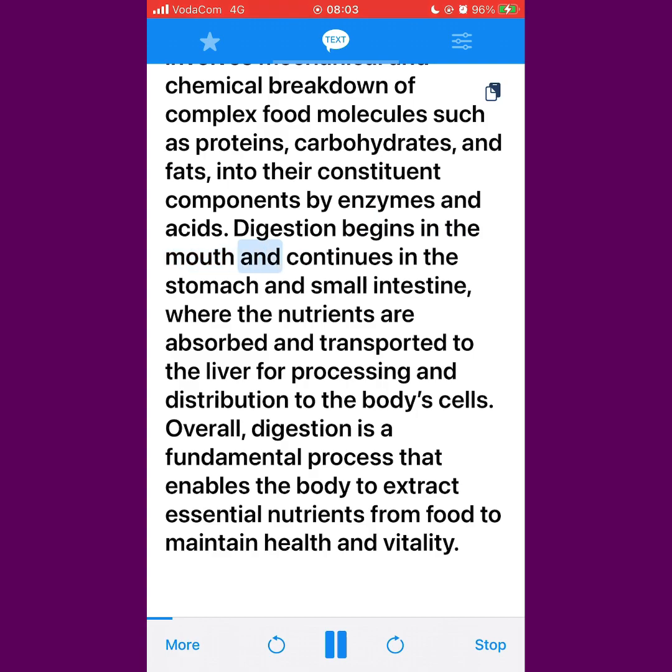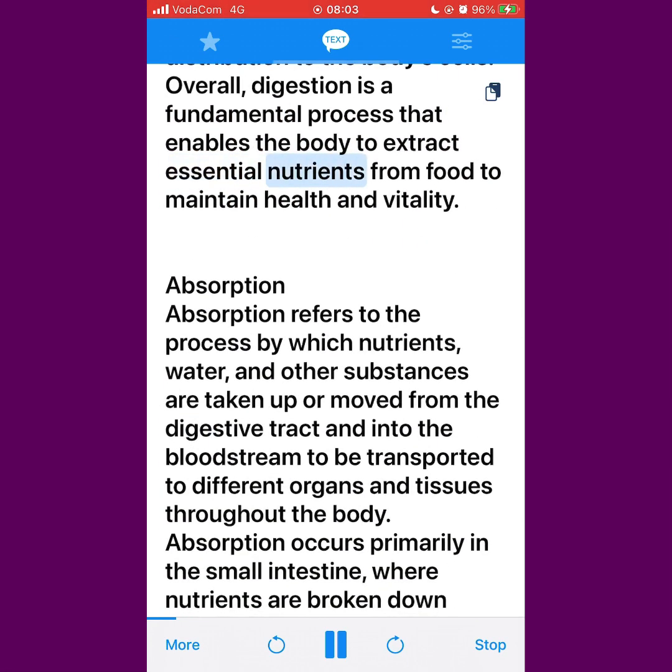Digestion begins in the mouth and continues in the stomach and small intestine, where the nutrients are absorbed and transported to the liver for processing and distribution to the body's cells. Overall, digestion is a fundamental process that enables the body to extract essential nutrients from food to maintain health and vitality. Absorption.